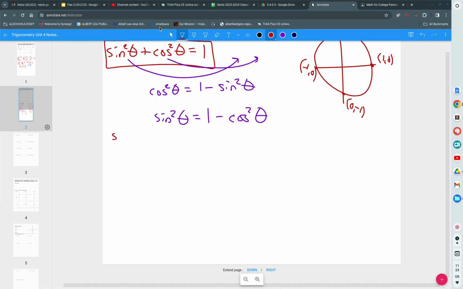I'm going to write it down again. Sine squared of theta plus cosine squared of theta is equal to 1. And instead of subtracting something from both sides, I'm going to divide through by something. I'm going to divide through by cosine squared.